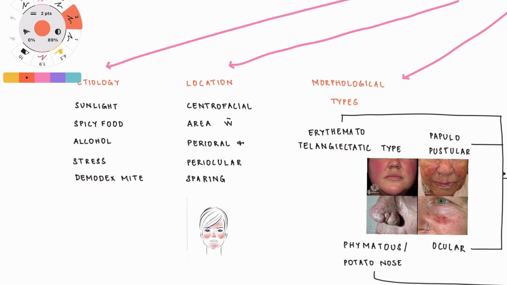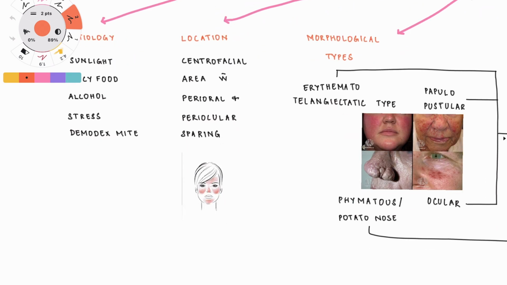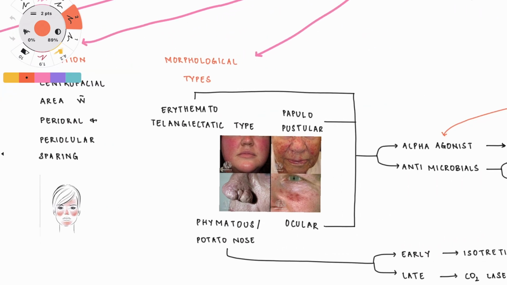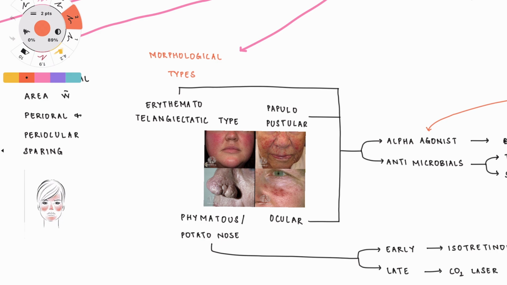The next concept we have in rosacea is the location. It has a very typical location, which is the centrofacial area with perioral and periocular sparing in face, as shown in this image. The next concept is the morphological types.